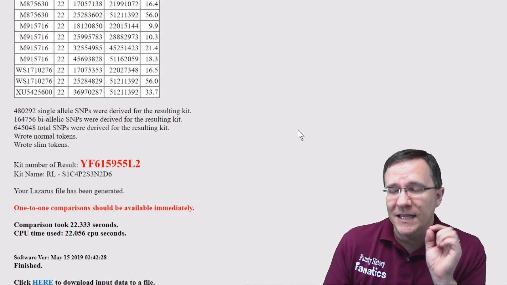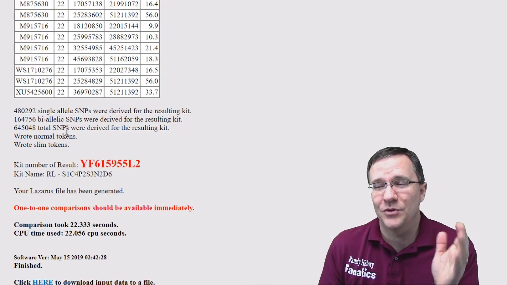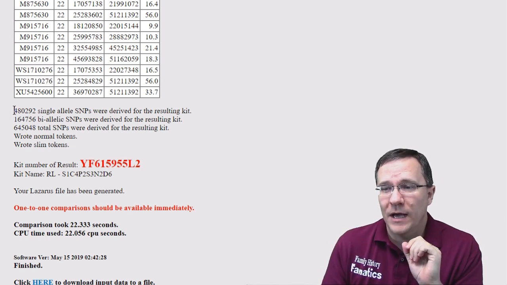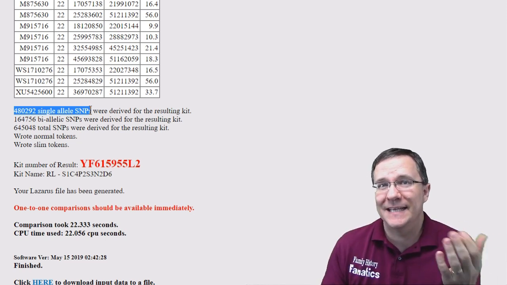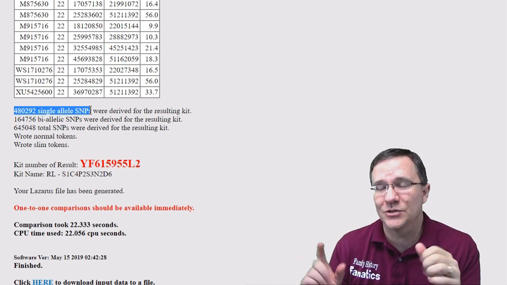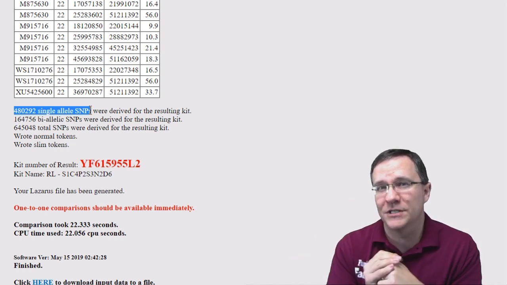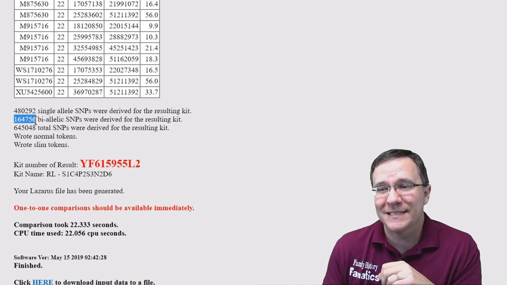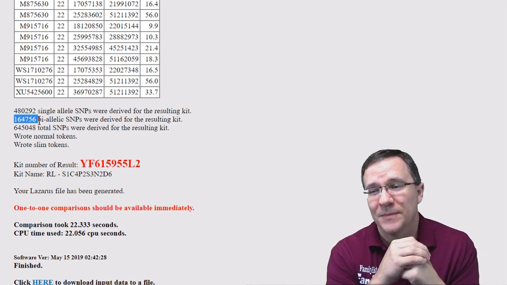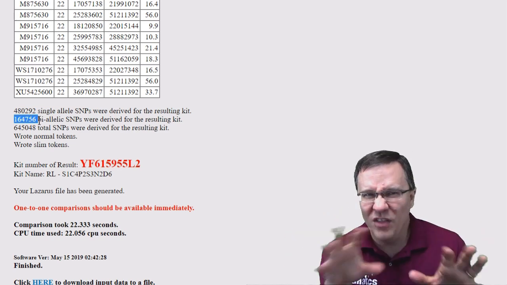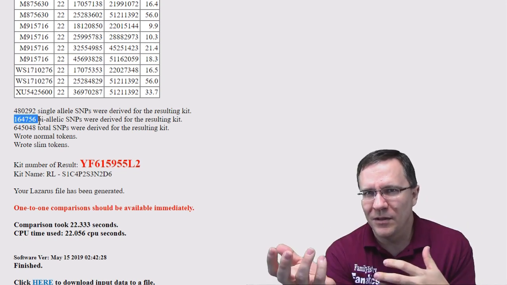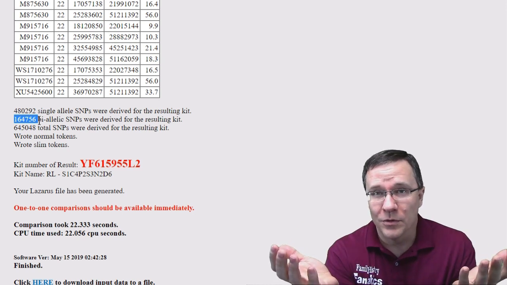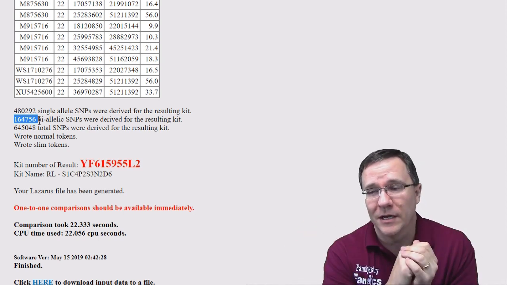To answer that question, let's go back to the end result that we had right here. Remember, I said there was something like 480,000 single allele SNPs. That means in 480,000 places, there's only one letter instead of 2 letters, whereas there's only about 164,000 where there are 2 letters. On almost all of the kits, it averaged out to about 25% biallelic, and the other 3/4 single allelic.